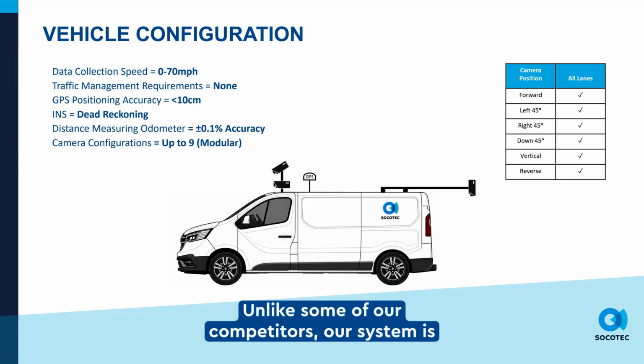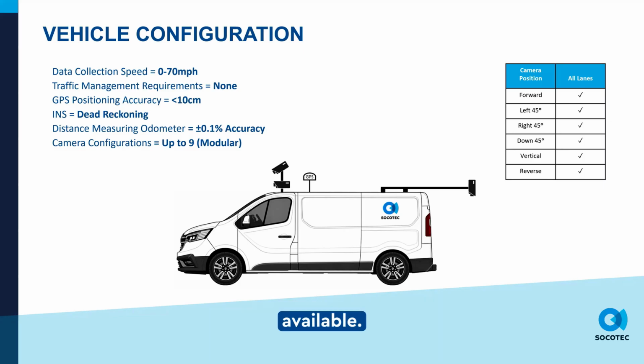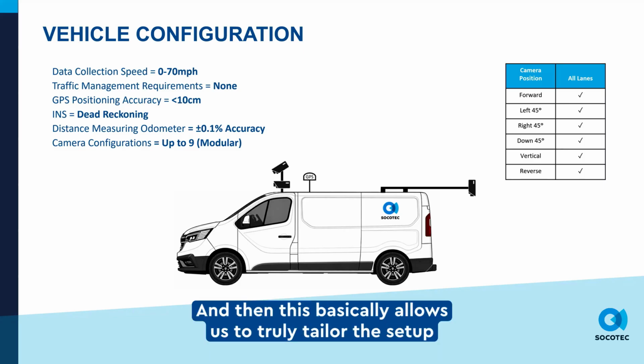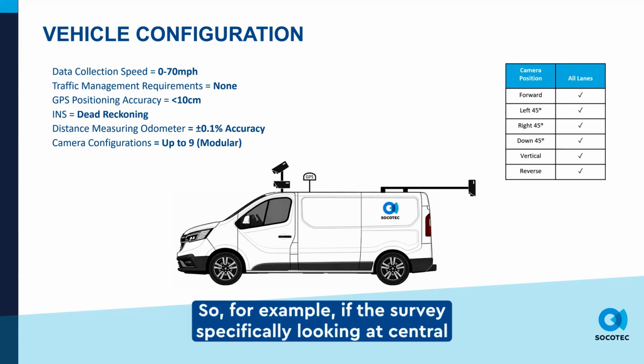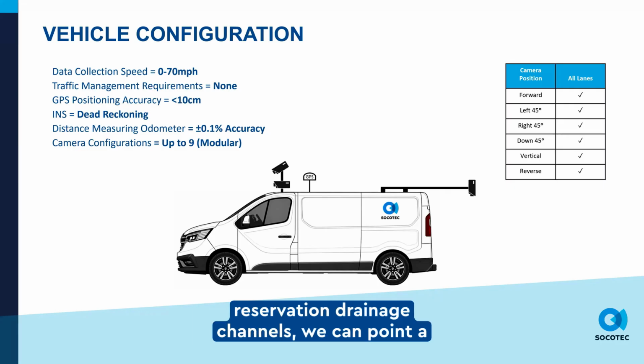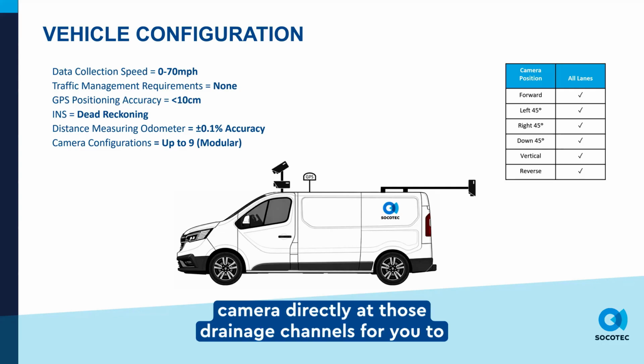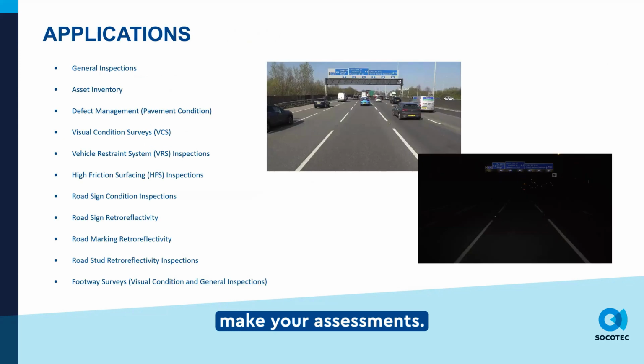Unlike some of our competitors, our camera system is 100% modular, with up to 9 camera configurations available. This basically allows us to truly tailor the setup depending on the requirements of the survey. So, for example, if the survey is specifically looking at central reservation drainage channels, we can point a camera directly at those drainage channels for you to make your assessments.